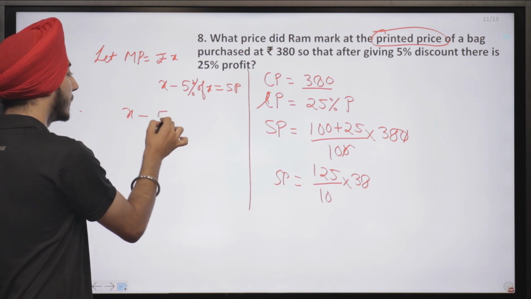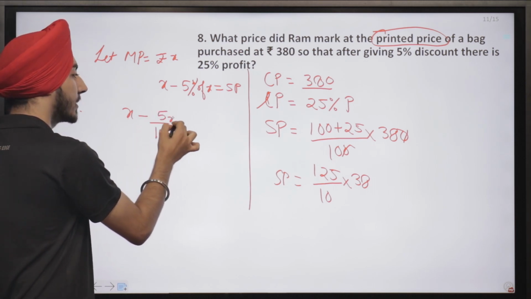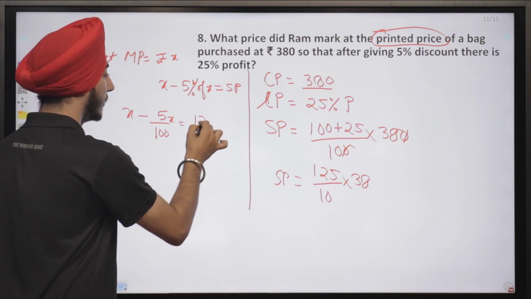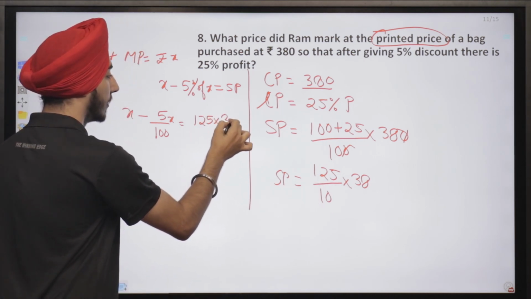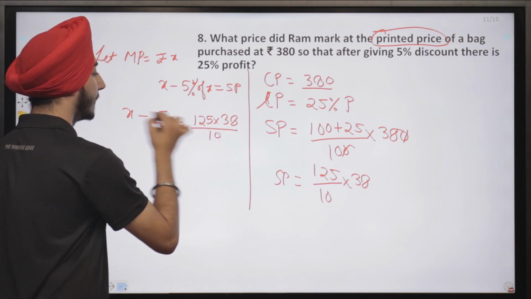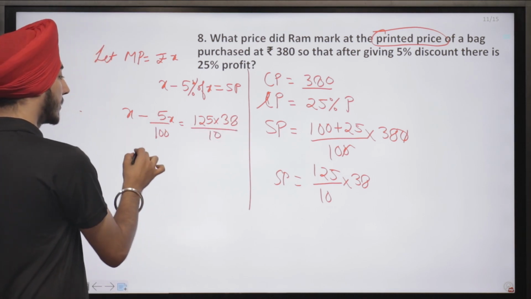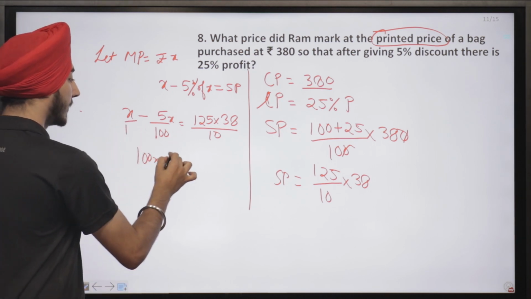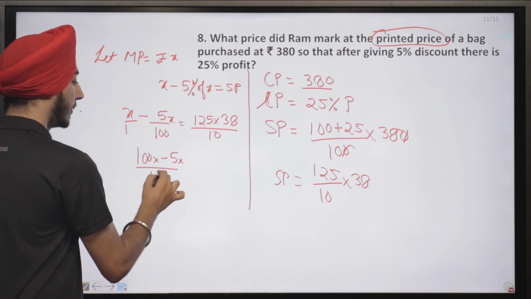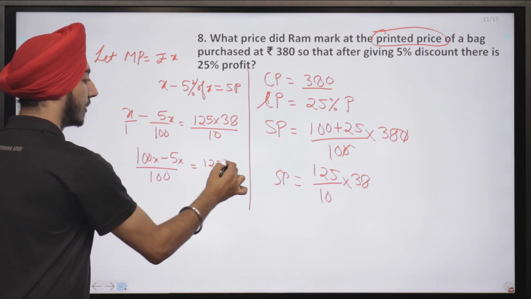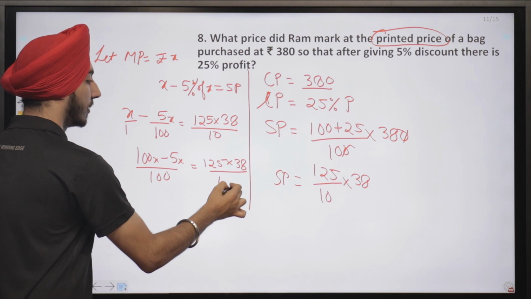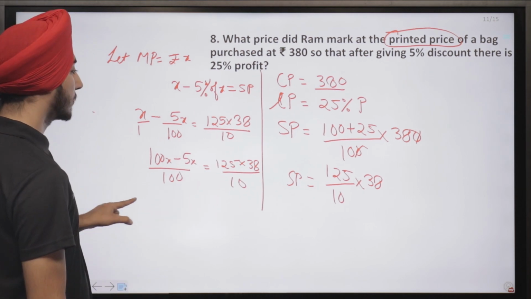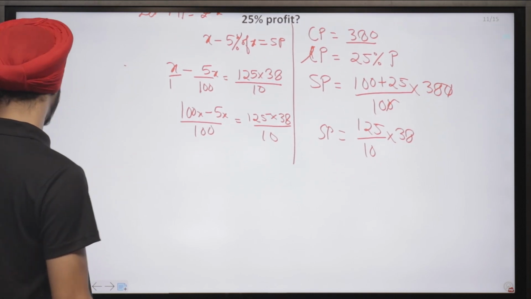So X minus 5 by 100 of X equals to your selling price, which is 125 into 38 by 10, right? So this is 100x because LCM will be 100 here, minus 5x upon 100. I don't think there is any doubt in this equation. Now what do we need to do? We need to solve it out. So let's do it quickly.